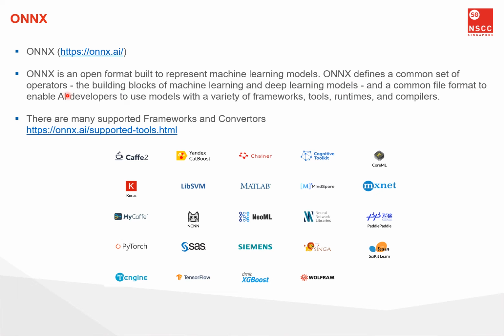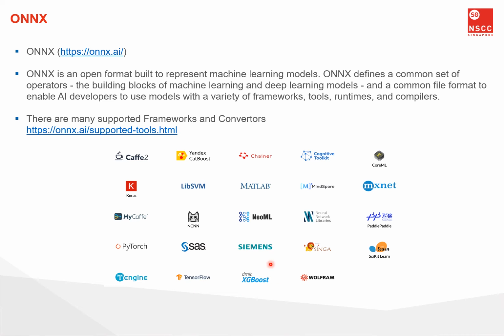And it's a common file format to enable AI developers to use models with a variety of tools, runtimes, and compilers. So you're not restricted to only one set of tools. So that's the beauty of having an open interchange format. And that actually is well supported with many different frameworks and converters. And this is just a list of popular tools from the website. So you can see Caffe2, CatBoost, Chainer, Cognitive Toolkit, which is from Microsoft. Then we have Keras, and then LibSVM, MATLAB, MXNet, PyTorch, TensorFlow down here, XGBoost, and even Scikit-learn.